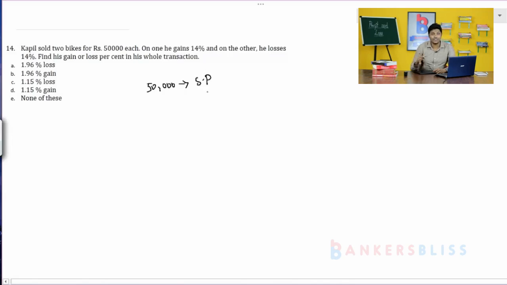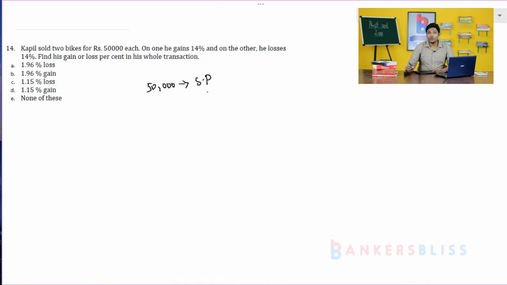If it is a cost price, always remember, if it is a cost price and they are getting 14% profit and 14% loss, at the end of the day they are going to get no gain or no loss. When the cost price is 50,000 and the profit percentage and the loss percentage are equal, then you are going to get no profit and no loss.